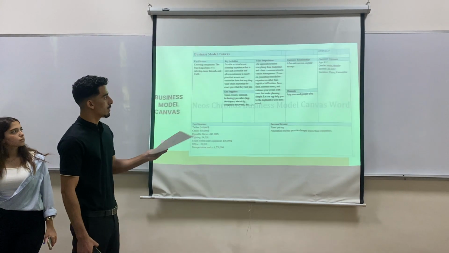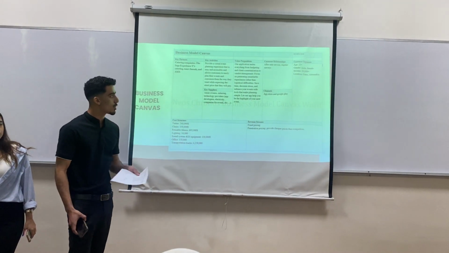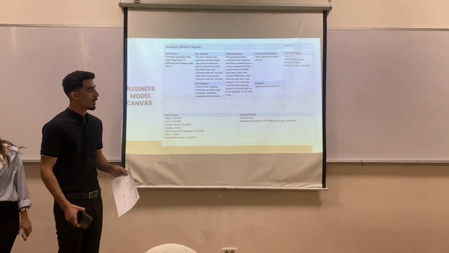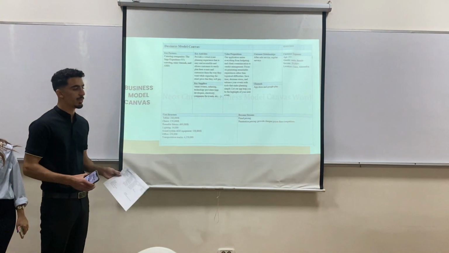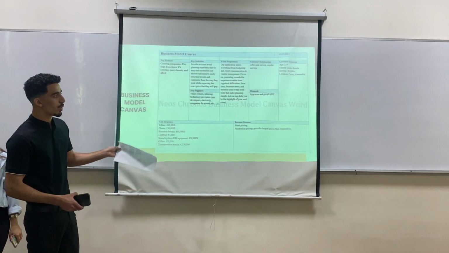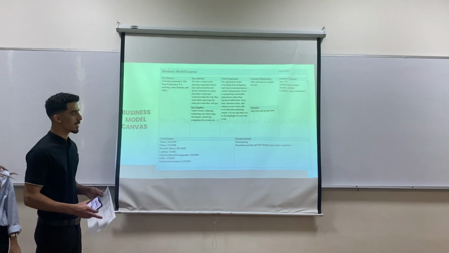For our customer relationship, we provide customers with after-sales service and regular surveys to check the quality. The customer segments: age is 21 plus, the gender is male and female. The income levels are 20,000 plus. Location: we are opening in Cairo and Alexandria.